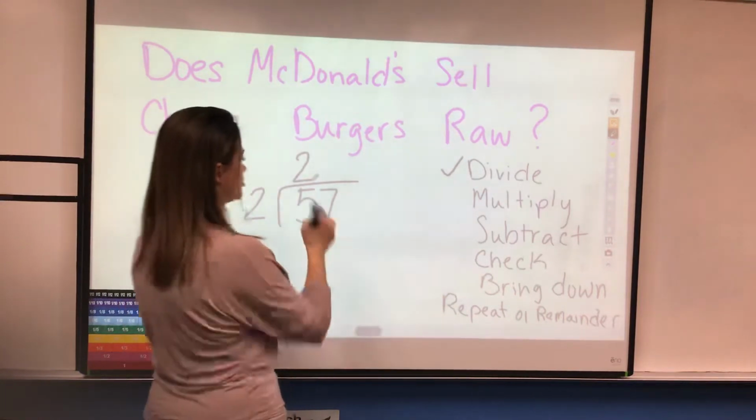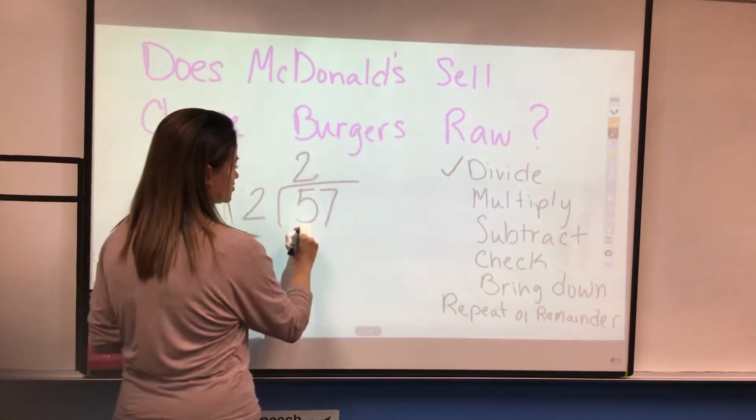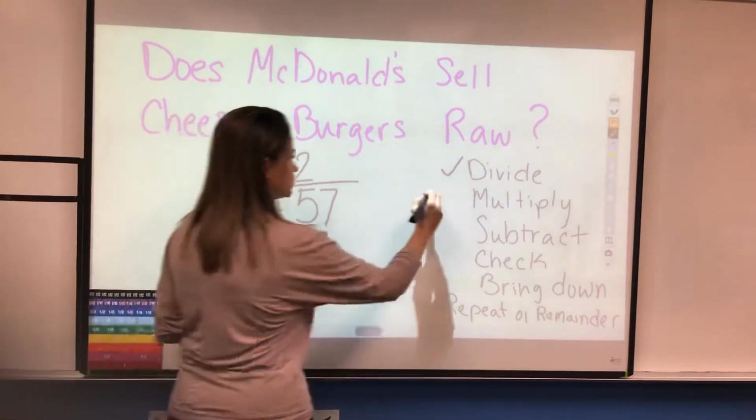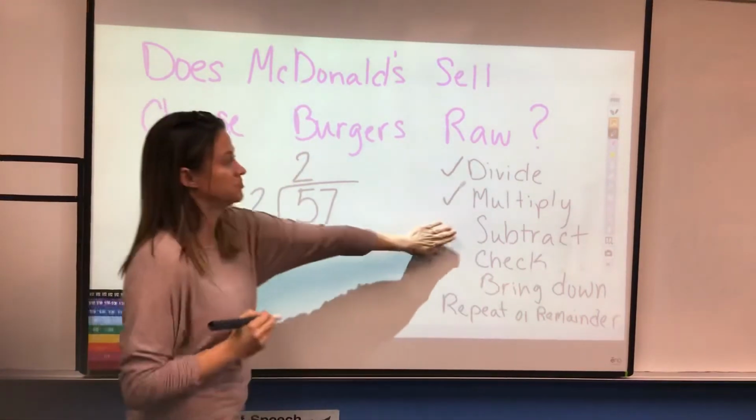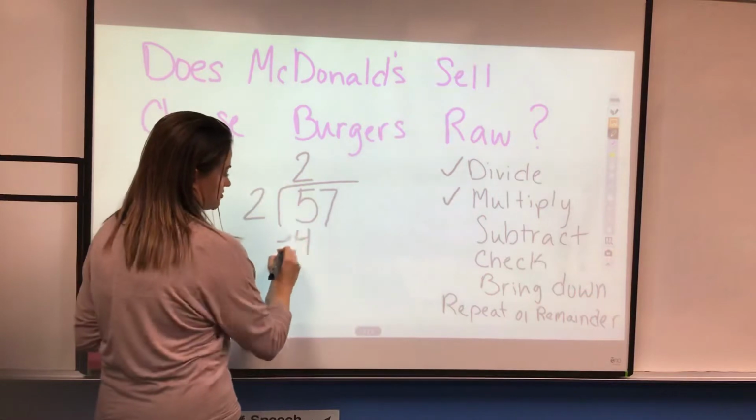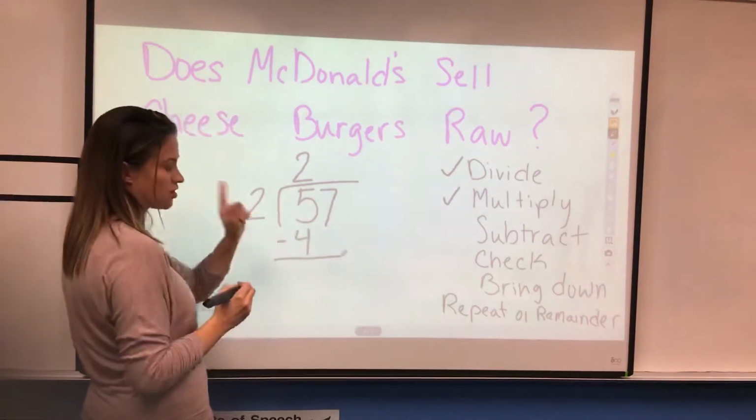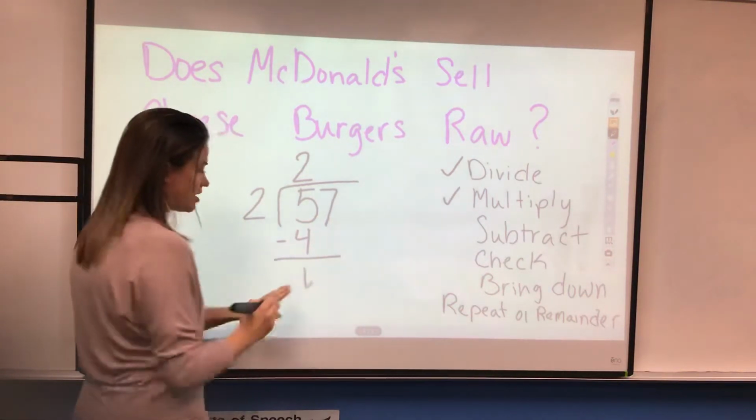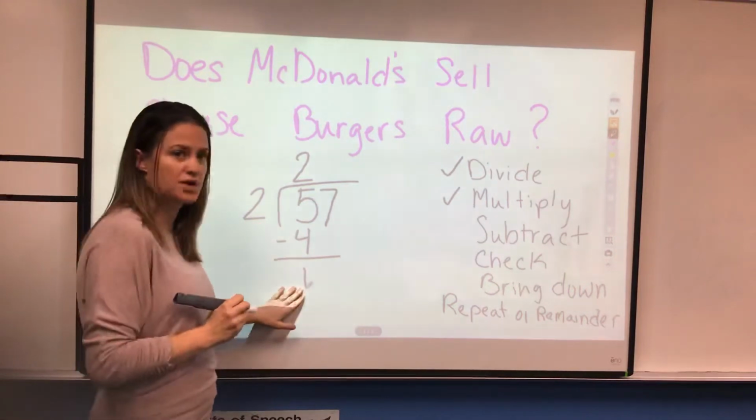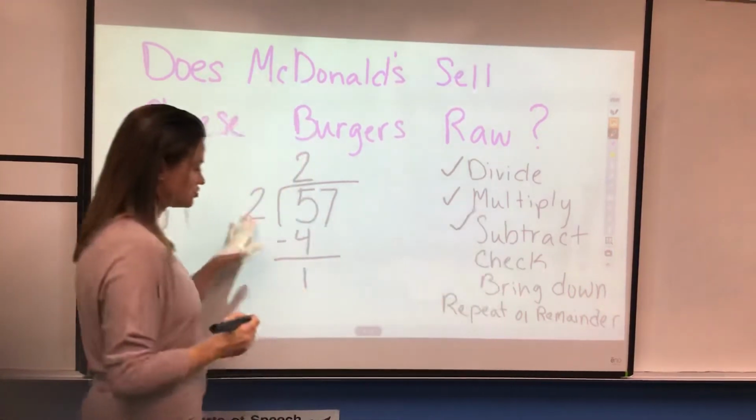My next step is to multiply. 2 times 2 is 4. Check. Next step would be to subtract. So I'm going to subtract the 5 minus the 4, which gives me 1. Now I'm going to check. Can 2 go into 1? Let's mark that off. Can 2 go into 1?